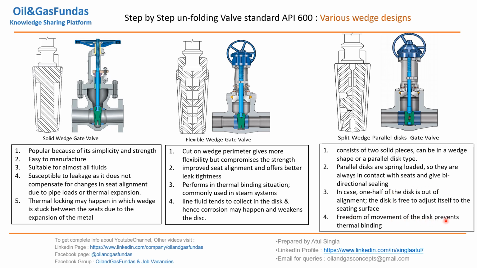Freedom of movement of the disc prevents thermal binding. Thermal binding, which was a problem here, is mitigated in this case. So that's why this one is better as compared to this. Although the other is very easy to manufacture, this one has some complication. So there are some drawbacks and some benefits, and based on process requirements and other properties, we can select one of these wedges. So this was all about gate valves, which we have covered in this section.